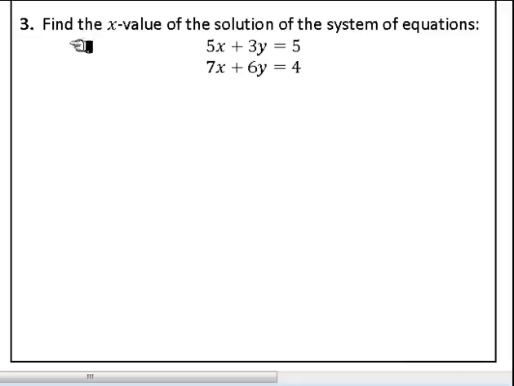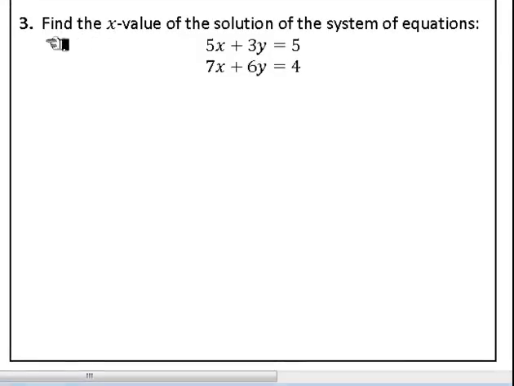All right, in question 3, the instructions are a little bit different. Here we're asked to find the x value. All right, so we only need the x value. We're not going to find the y value. So if we're asked to find the x value, that means we want to eliminate y. Find x, that means eliminate y.